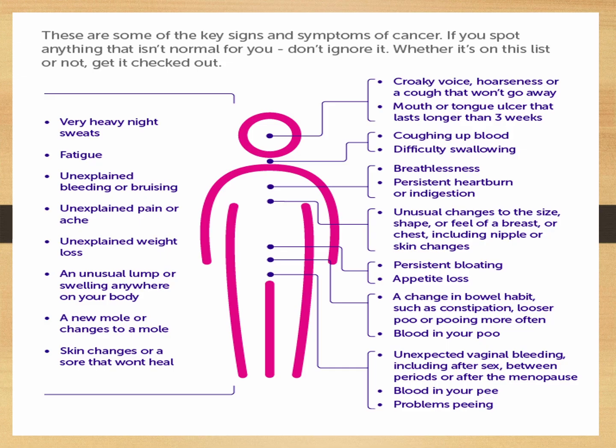Croaky voice, hoarseness may be due to throat cancer, then mouth or tongue ulcer due to mouth cancer, and coughing up blood may be due to lung cancer, difficulty swallowing, esophagus cancer, breathlessness again due to lung cancer, persistent heartburn or indigestion, GI cancer, unusual changes to the size, shape or feel of the breast, breast cancer, persistent bloating, appetite loss, then change in bowel habit such as constipation, loose poo, etc., due to GI cancer, unexpected vaginal bleeding, maybe due to cancer in the vagina, including after sex, between periods or after the menopause, blood in your pee, problems in pee, etc. These are the signs and symptoms of cancer.